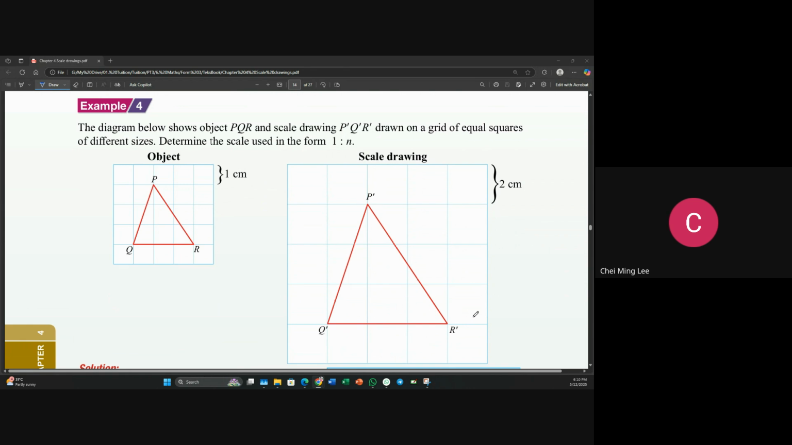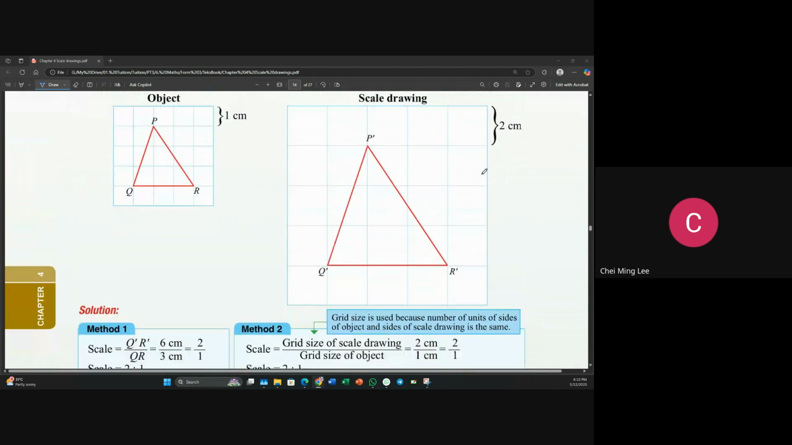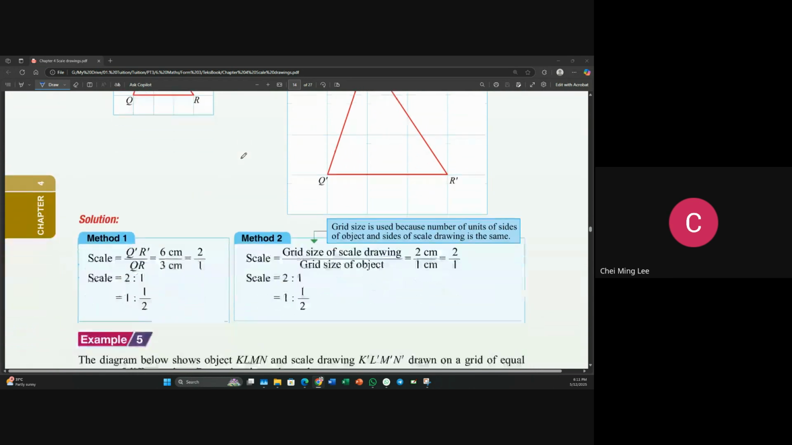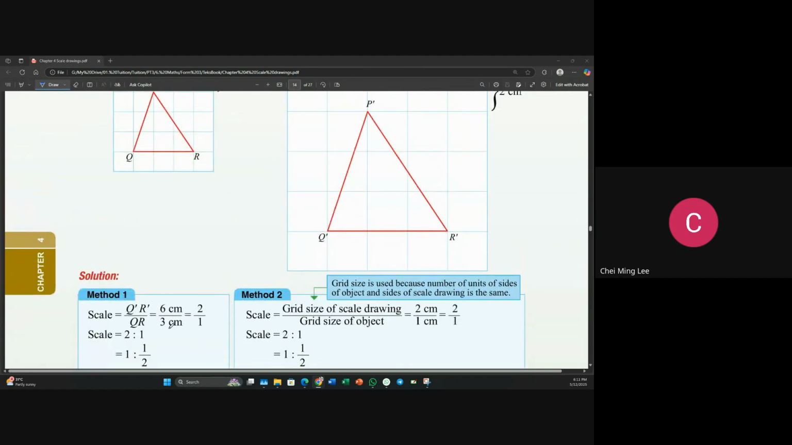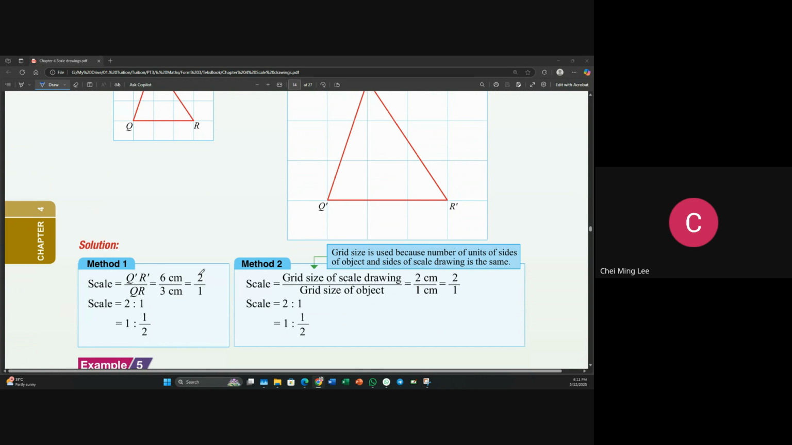Okay, so now the diagram below shows the object PQR and the scale drawing P prime, Q prime, R prime drawn on equal squares but with different sizes. This square is only 1 to 1. This one is 2 to 2. This one, be very careful. First we want to determine the scale. So we choose this one. This one is 3 units times 1, which is 3. The other one, QR, is 3 units times 2, which becomes 6. So 6 over 3, which is 2 to 1.